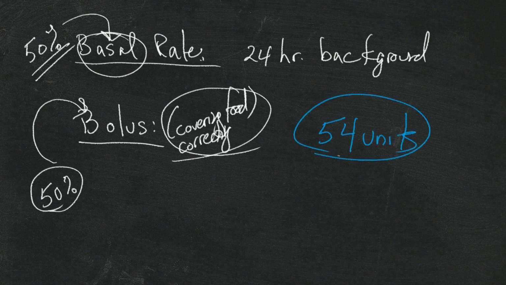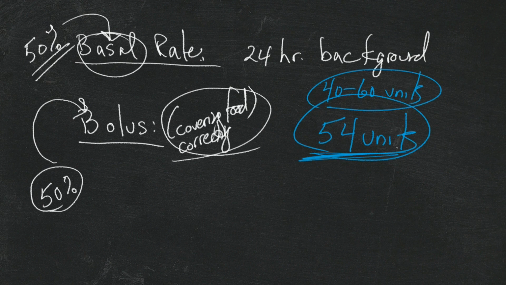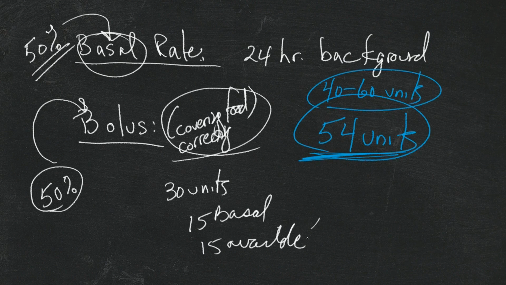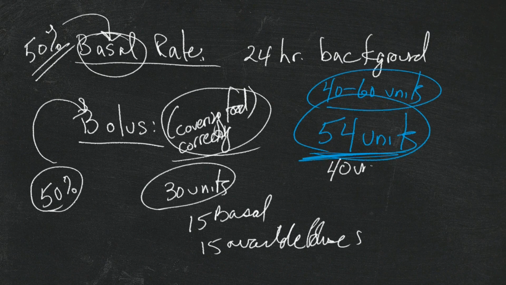The 54 units is just an approximation, and based on that approximation, we do a lot of blood sugar checks and testing and checking to make sure about exactly how much we need. Now, your dose will probably not be that much unless you're a teenager. Your dose might be 30 units per day, with 15 as your basal background and 15 available for boluses. Your friend's dose might be 40 units per day.